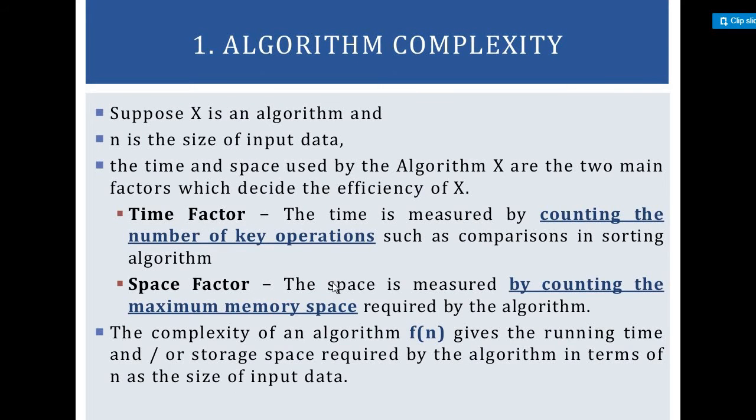Algorithm complexity. Suppose X is an algorithm and n is the size of input data. The time and space used by algorithm X are the two main factors which decide the efficiency of X. Time factor: the time is measured by counting the number of key operations, such as comparisons in a sorting algorithm. Space factor: the space is measured by counting the maximum memory space required by the algorithm. The complexity of an algorithm f(n) gives the running time and storage space required by the algorithm in terms of n as the size of input data.